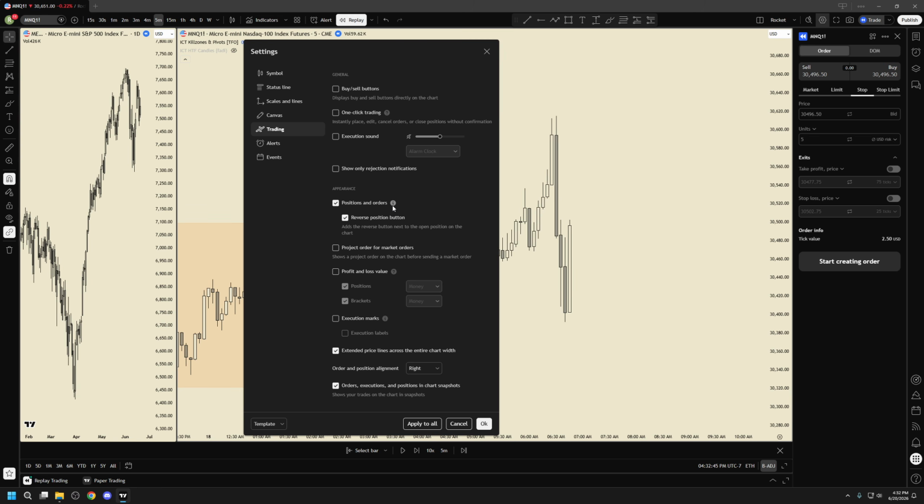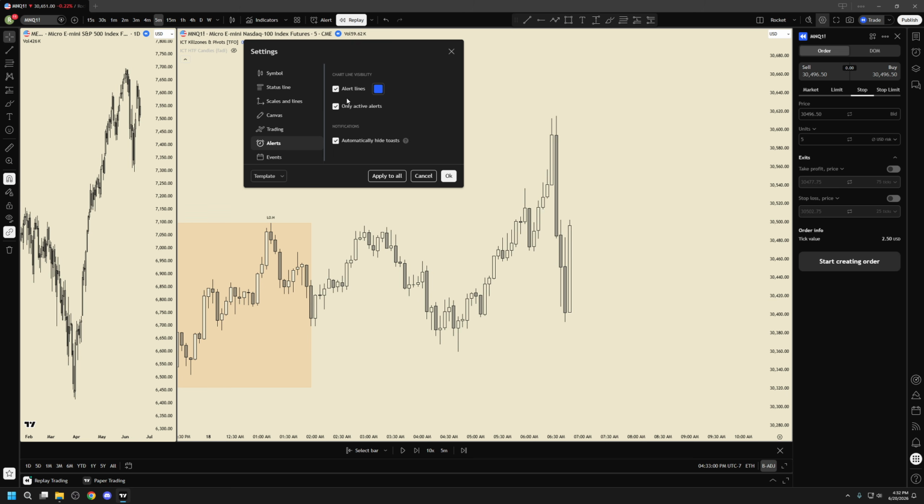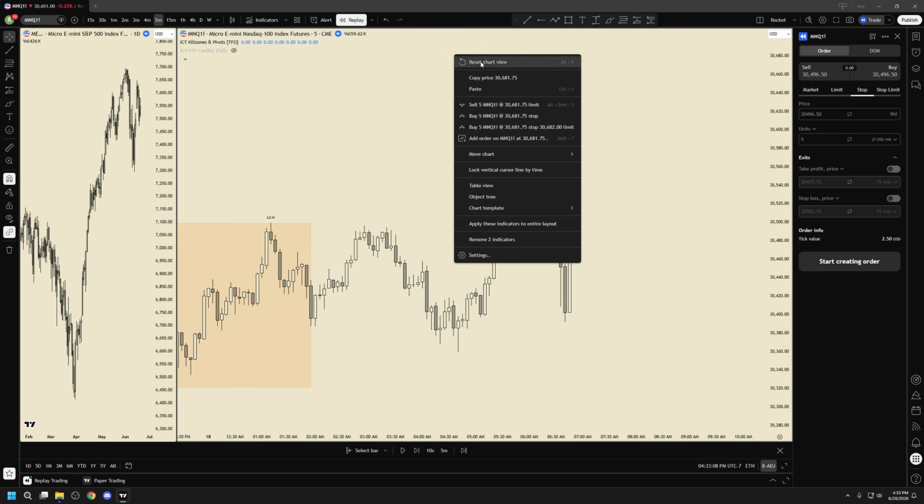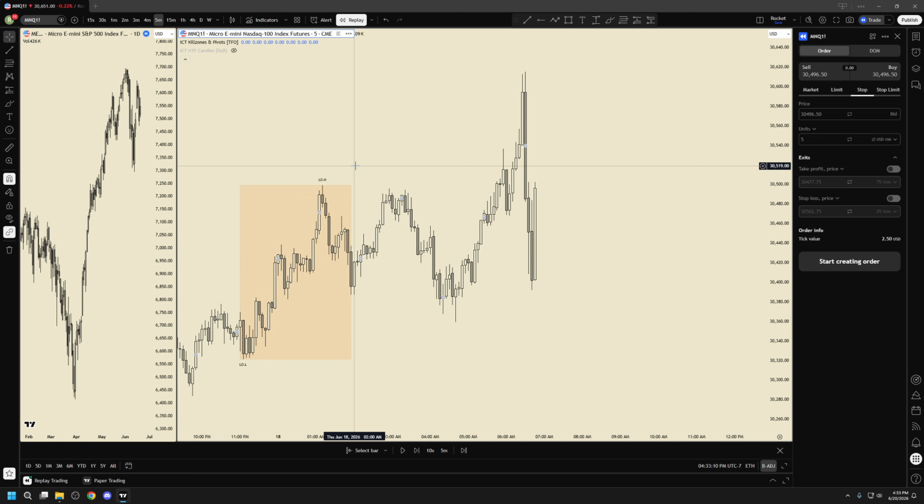I put positions and orders on, reverse buttons on. I don't have execution marks on. I do have this on, which is extended line. Order and alignment on the right, and then I check this. All right. For alerts, this is all on. In events, I put continuous contract switch. All right. There, that's my settings.